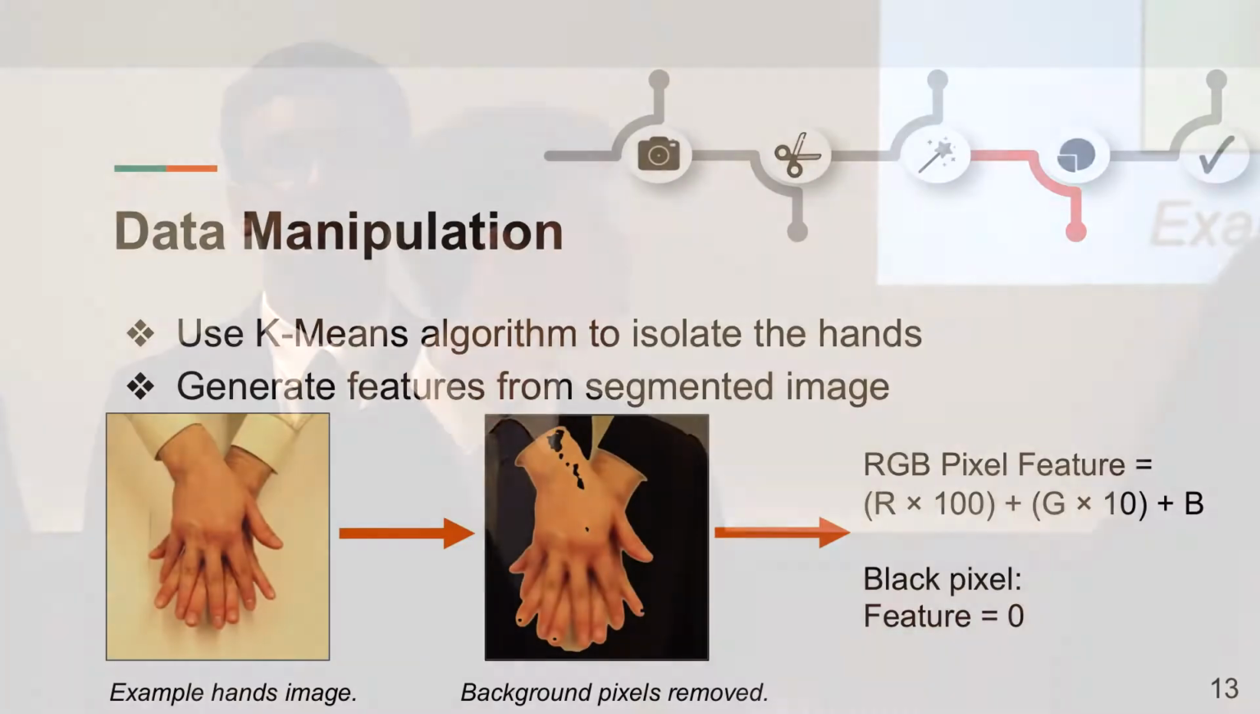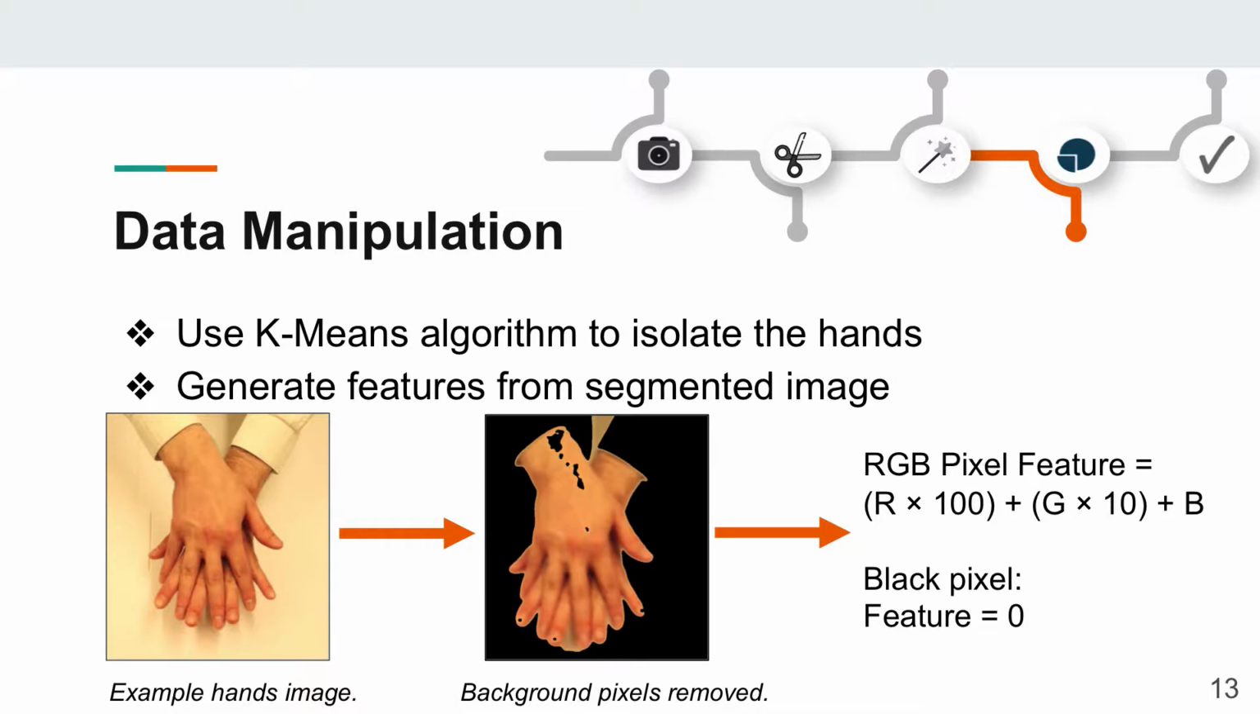To do so, we had to take each image and translate it into a series of features, where each feature is a single pixel, and each pixel is represented by a combination of its red, green, and blue components, according to that formula above. The red value times 100 plus the green value times 10 plus the blue value. And by that formula, a black pixel would be represented by a 0.